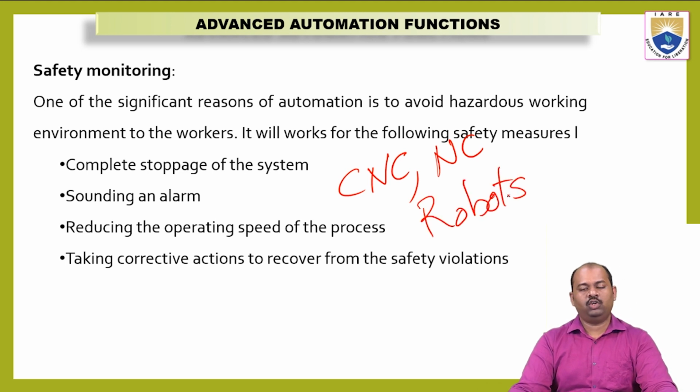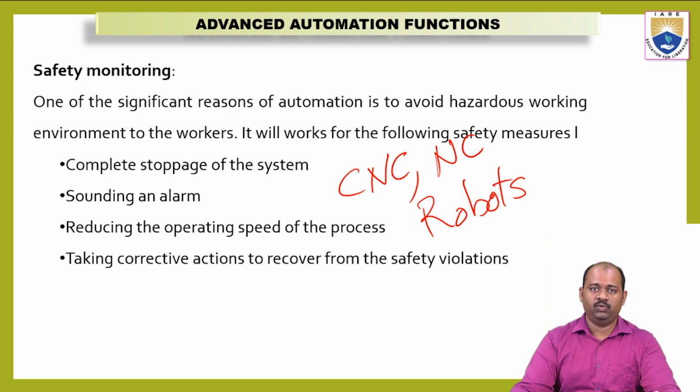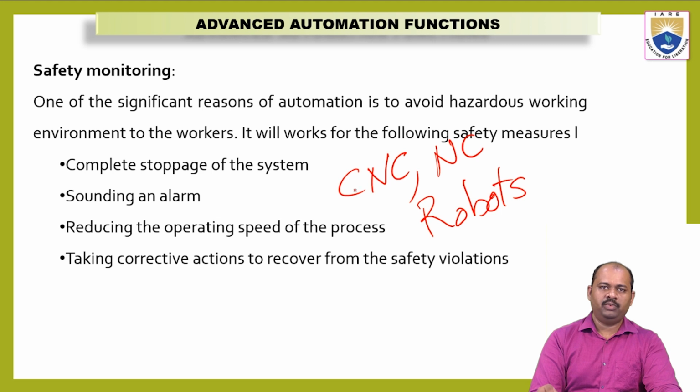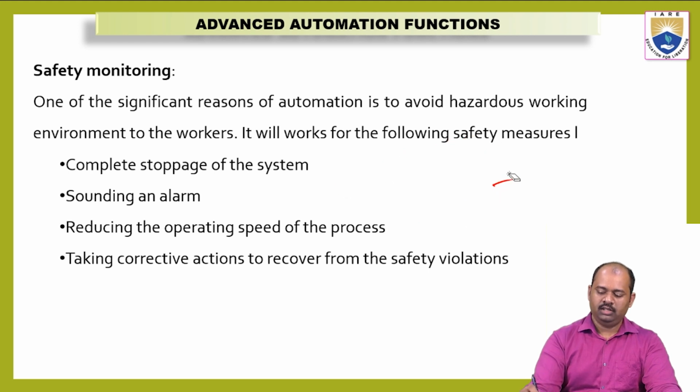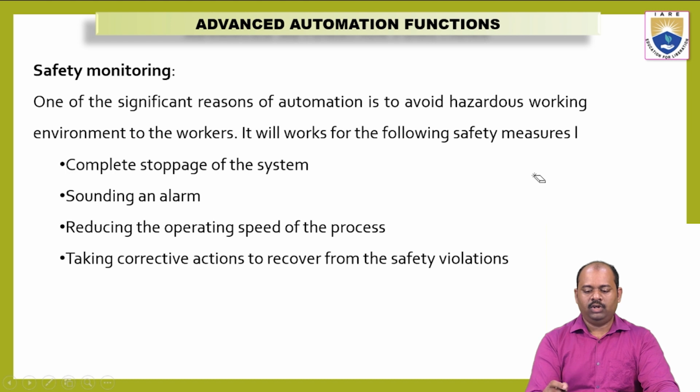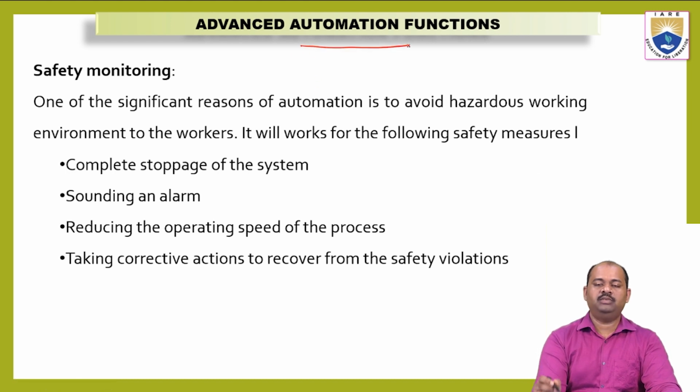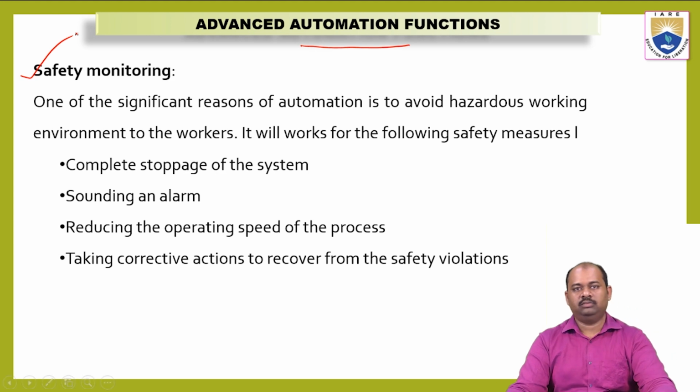So these are some of the automations given to the manufacturing systems, because we are studying a subject related to mechanical engineering where we will study about manufacturing processes and machining processes. We use computer numerical control or robots for doing different manufacturing processes. Now, what are the advanced automations these machines can do? We'll see. The first one is safety monitoring.